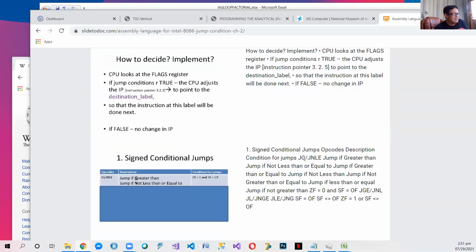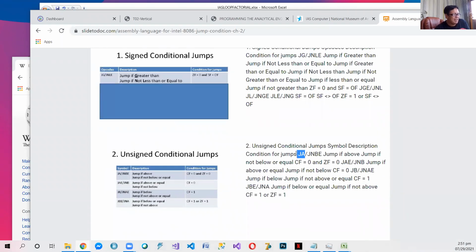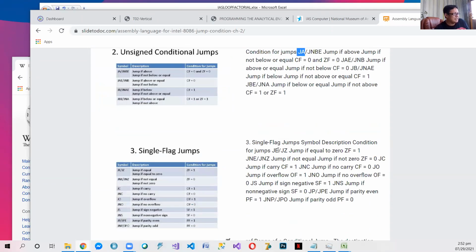And then JG, JNLE, jump if not less than or equal to. Or it's just like a JG. What's a JG? Jump if greater than. Or it's also JNLE. There's also a JA, jump if above, which means it's above 0. It's positive but it's not 0. Do you follow? So there's also a JZ or a JE. JZ means jump if 0. JE, jump if equal.